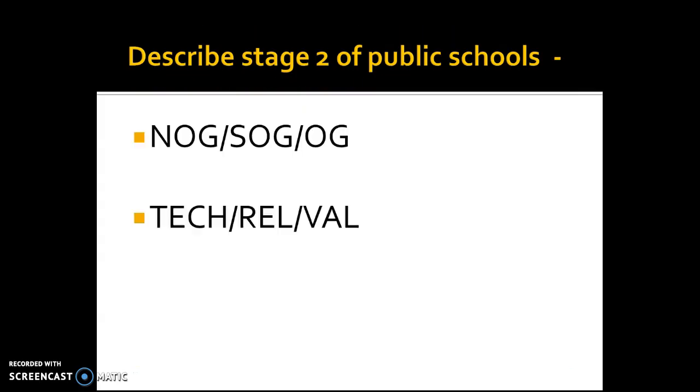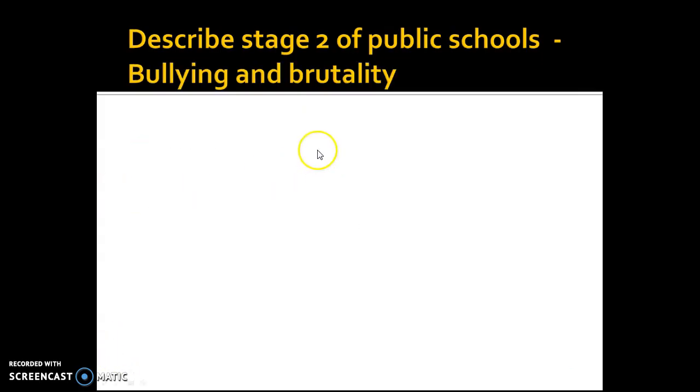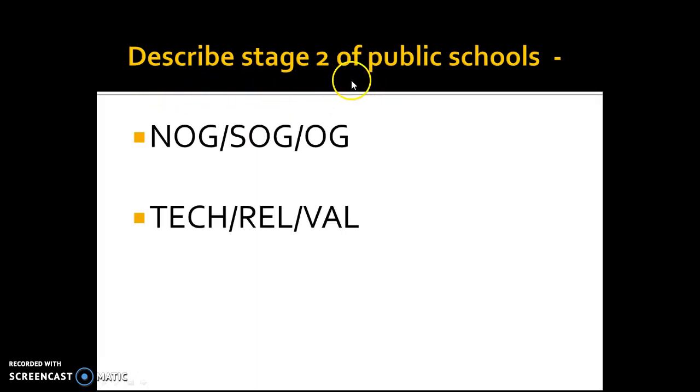Right, next question. So what we've got then is exactly the same concept. Describe stage 2 of public schools, bullying and brutality. So this will be moving on to Dr. Arnold and social control. So what we're looking for is exactly the same thing, the same headings. That's why they're so important.